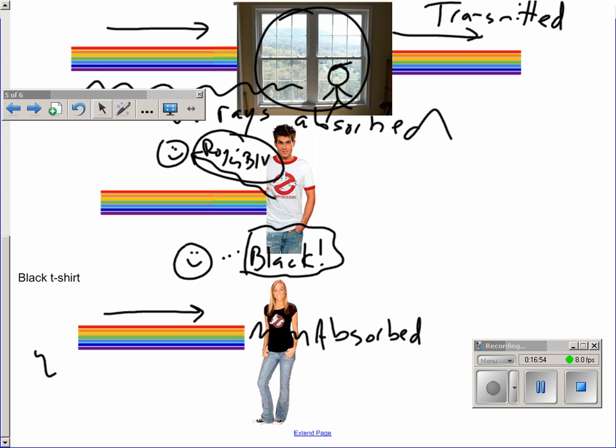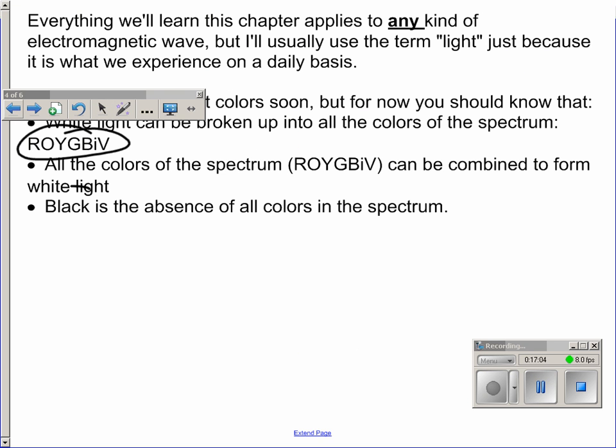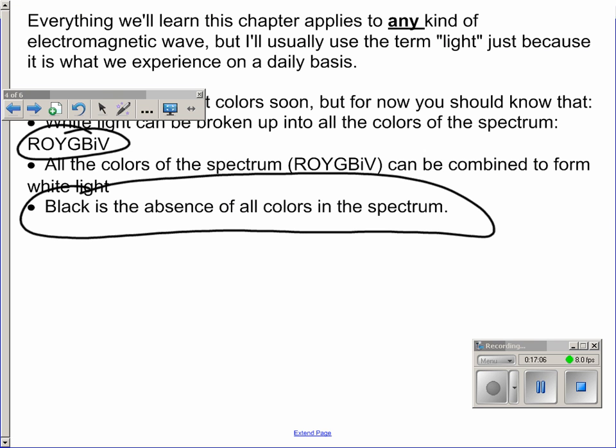Okay. So the white looks white because it's reflecting all the colors. The black looks black because it's reflecting no colors, which is why a couple slides ago I said black is the absence of all colors in the spectrum. So when you see black, you're just seeing no colors being reflected.